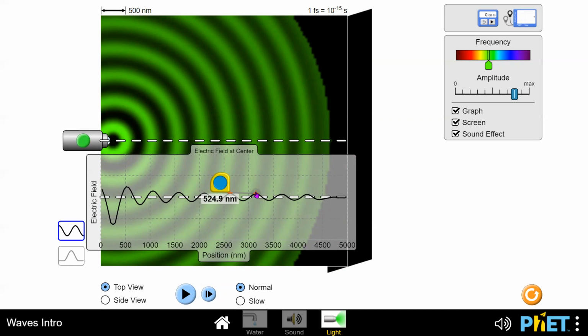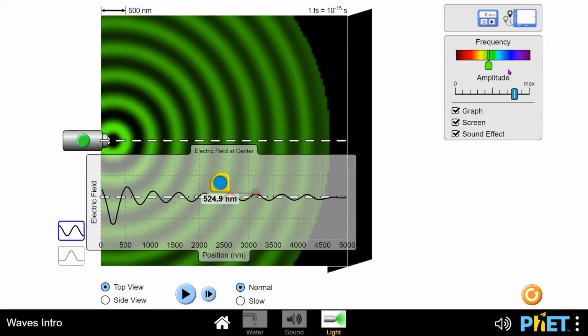So what happened in comparison to red light? Does it increase or decrease? If you look at this data, the previous value for red light is 655, right? This is 524. The value of wavelength decreases, right?